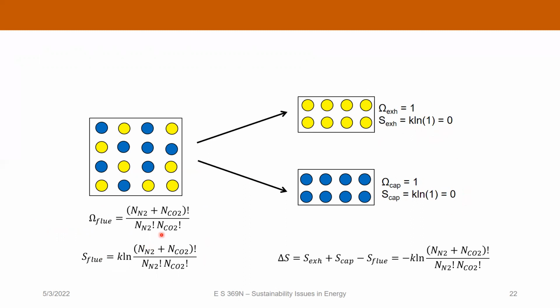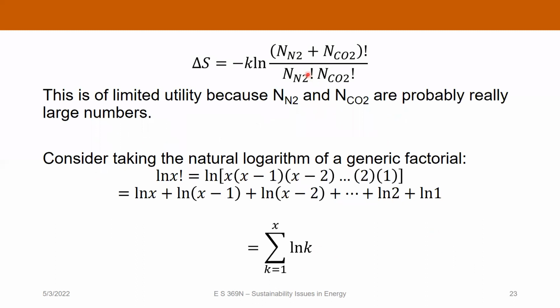We don't know what this term is over here. We're going to have to figure out a way of computing these factorials. But what we can write is, substituting the captured and the exhaust, which are both 0, the change in entropy is simply minus k times the natural log of this term here. Now, we're going to use something called Stirling's approximation to turn this into something useful. It's very hard to calculate these factorials because the number of molecules present are probably really big numbers. So let's figure out a way of approximating this.